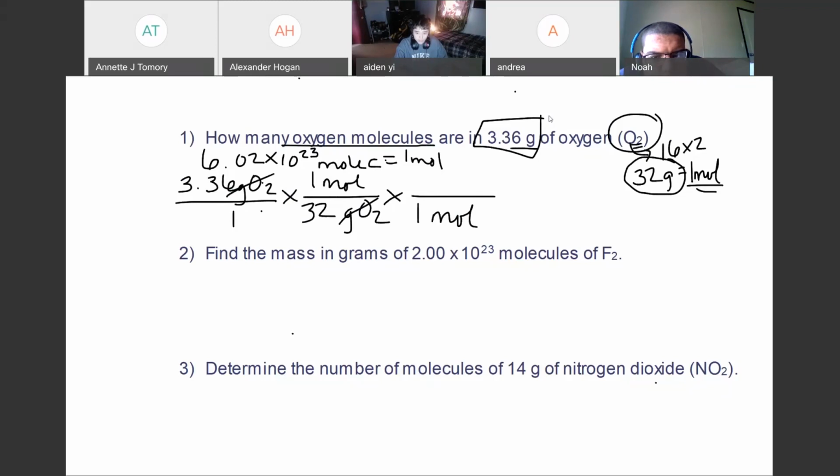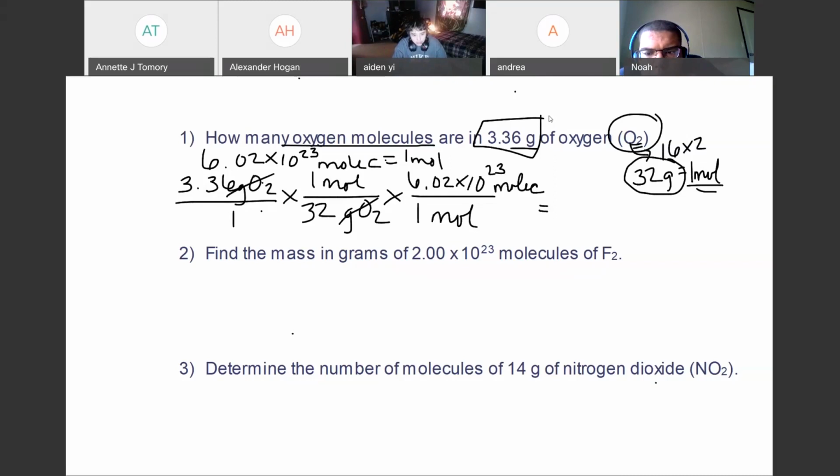All right, so what if we're trying to get to molecules? What number is going to go on the top here? Look at our conversion factors that we wrote down. 1 on top? No. We have 1 mole on the bottom, and we're trying to get to molecules. What number goes with molecules? The 6.02? 6.02 is absolutely correct.